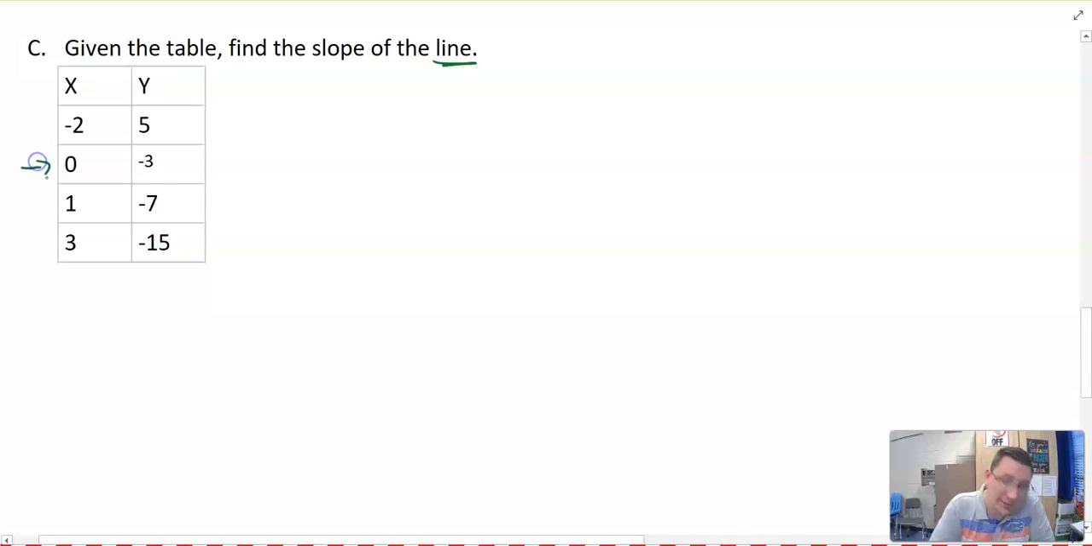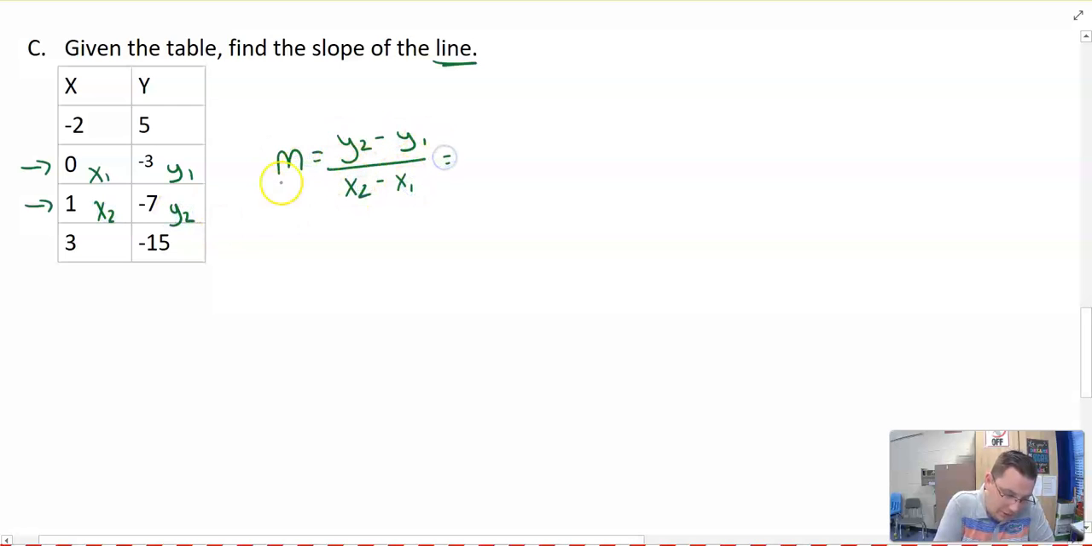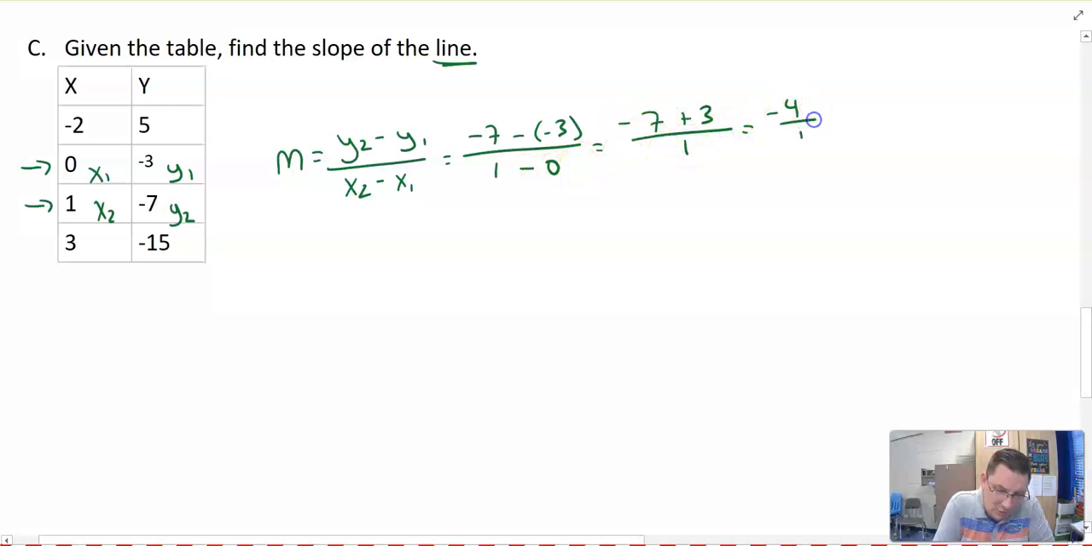So I'm going to choose this as my first ordered pair, my x sub 1, y sub 1, and this as my second ordered pair, x sub 2, y sub 2. And so m is equal to y sub 2 minus y sub 1 over x sub 2 minus x sub 1. So m is equal to negative 7 minus negative 3 over 1 minus 0. The double negative becomes positive, so negative 7 plus 3, and 1 minus 0 is 1. So this is negative 4 over 1, which is just negative 4. So the slope of this line represented by this table is negative 4.